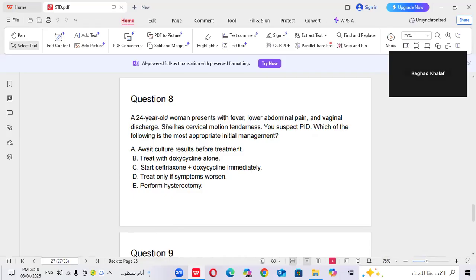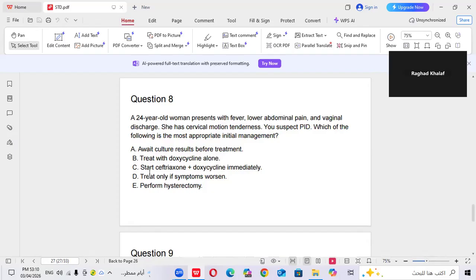Question 8: a 24-year-old woman presents with fever, lower abdominal pain, and vaginal discharge. I guess we are suspecting PID, because those are the symptoms of PID. It's pain, fever, and vaginal discharge, and she has cervical motion tenderness. As we said previously, this points toward PID, but it doesn't tell you what the underlying microorganism is. Which of the following is the most appropriate initial management? Is it waiting for culture results before treatment, treating with doxycycline alone, starting ceftriaxone and doxycycline immediately, treating only if symptoms worsen, or performing a hysterectomy?